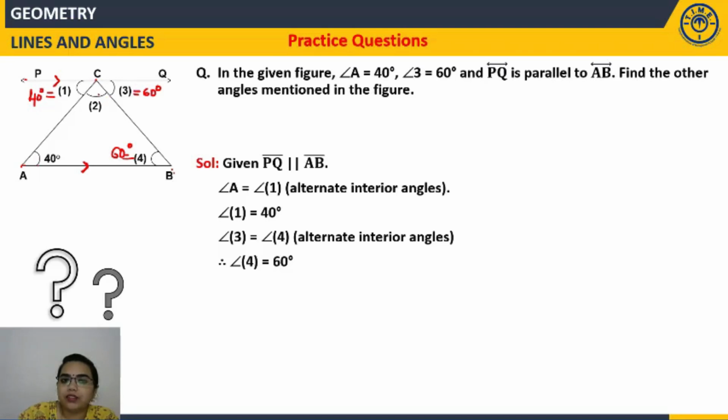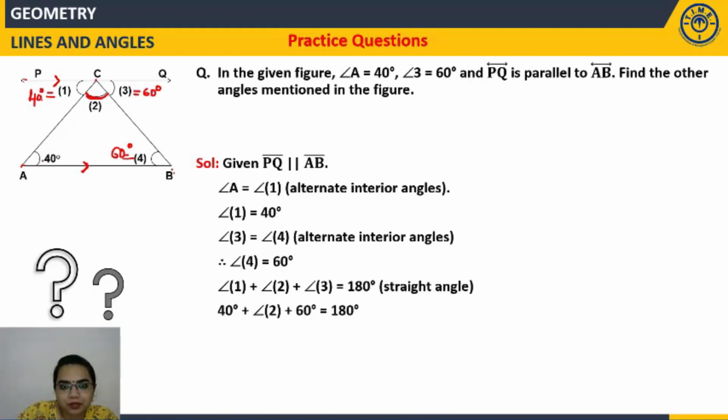Now how can we find that? Have a good look at the figure. We know PCQ is a straight line. So what about these three angles? The sum of these three angles will be equal to 180 degrees. Out of that, two angles are 60 and 40. So this angle should be 180 minus (60 plus 40). 60 plus 40 is 100. 180 minus 100 is 80 degrees. Very good. So this angle is 80 degrees.